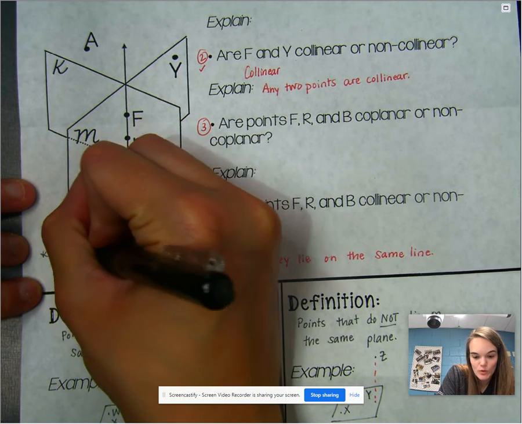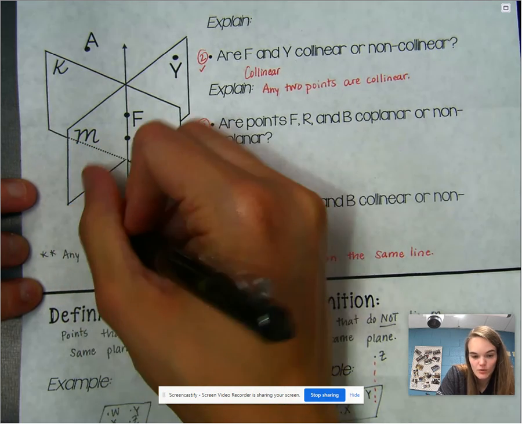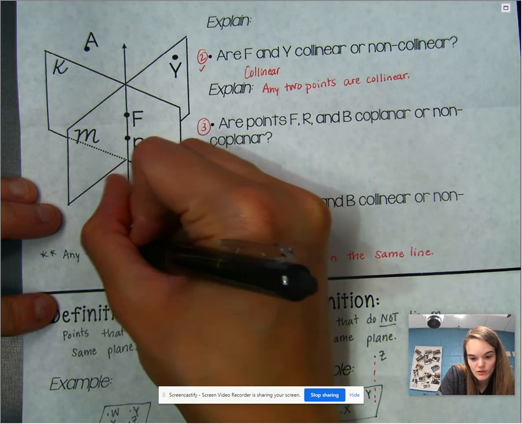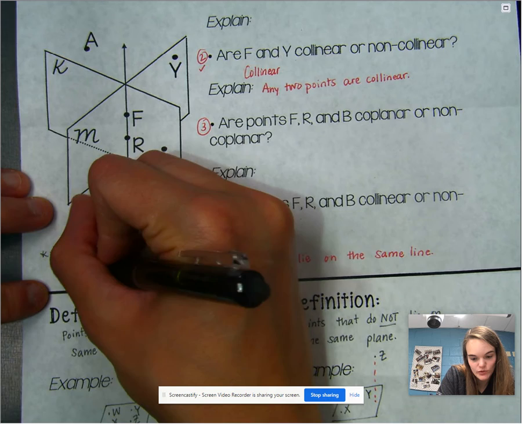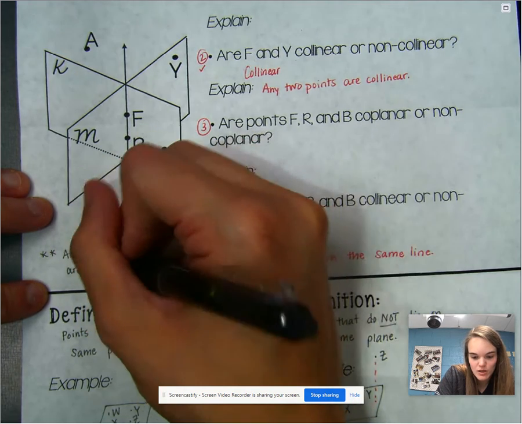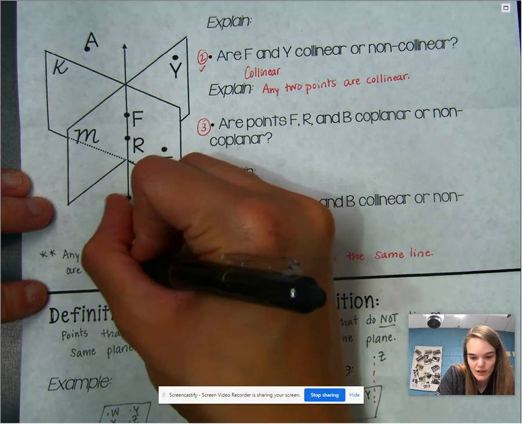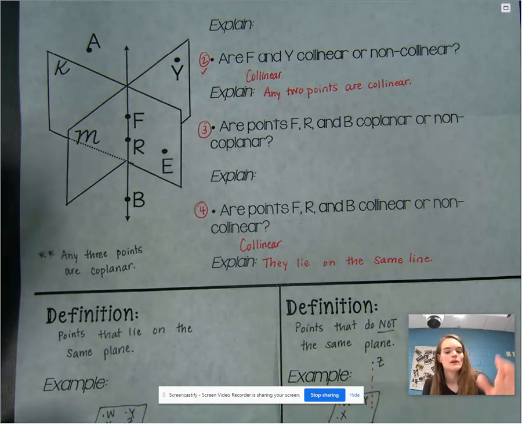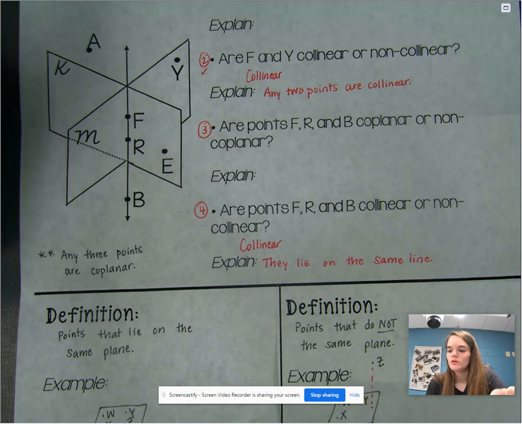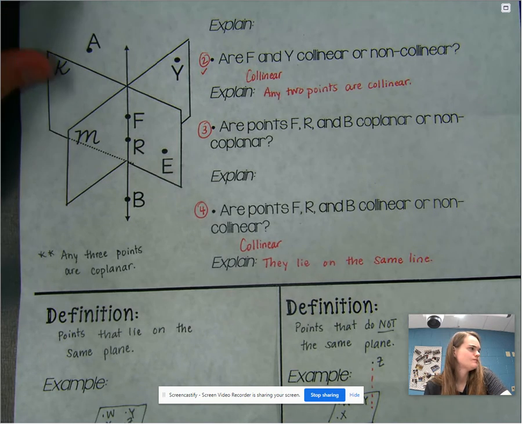Something you need to know: any three points are coplanar, always. Even if nothing has been drawn between them, you could draw something between them. Coplanar. I have to make sure I spelled coplanar right. Yes, okay. So let's do 1 and 3.